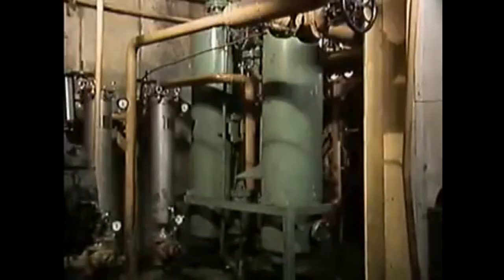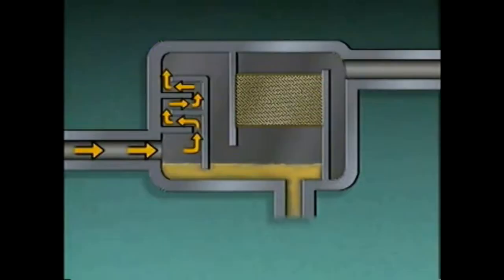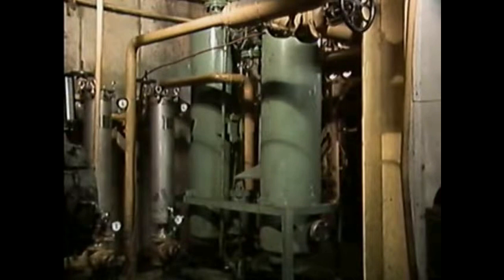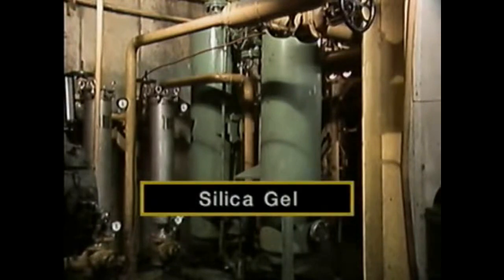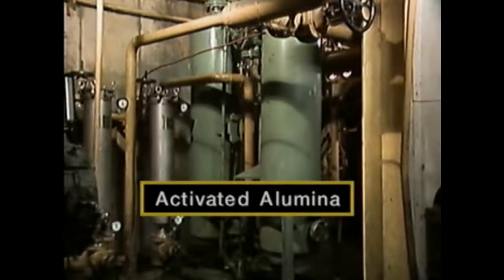Another auxiliary device that may be used along with a demister when extremely dry gas is required is a desiccant dryer. A desiccant dryer uses chemicals called desiccants to remove moisture from compressed gas. Two commonly used desiccants are silica gel and activated alumina.